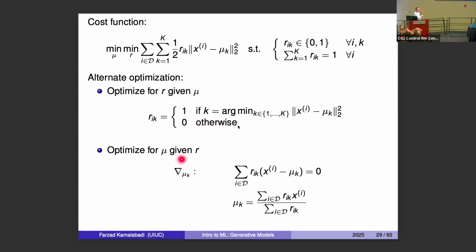Then you optimize after that for mu given R. Now you have the belongings. You know which one is red, which one is green in my example, or red or blue. But now what you want to do is optimize for the mean. The usual way is that you sum over all the data points, and you calculate the new cluster centers by setting the derivative equal to 0 and solving for mu. In this case, we can just solve it analytically, which is essentially the ratio for each cluster center over the sum of total values, okay?